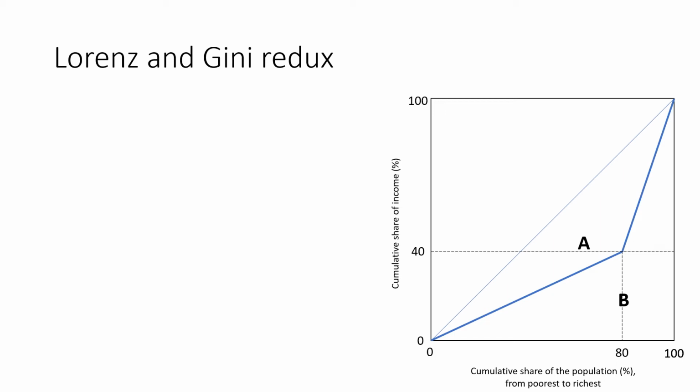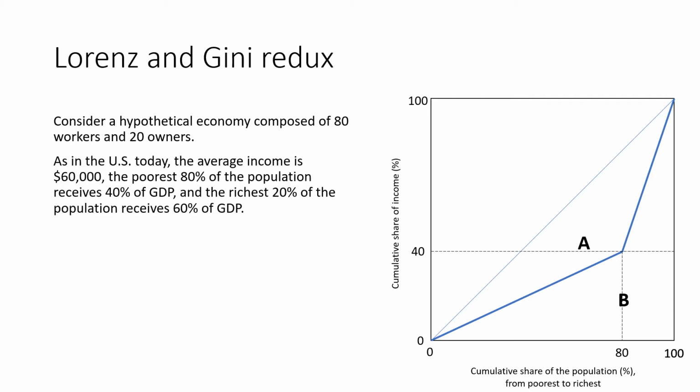This video is intended to help you understand how automation could affect inequality. So consider a hypothetical economy composed of 80 workers and 20 owners. We're going to make this economy similar to the US today, so the average income is $60,000. The poorest 80% of the population receives 40% of GDP.